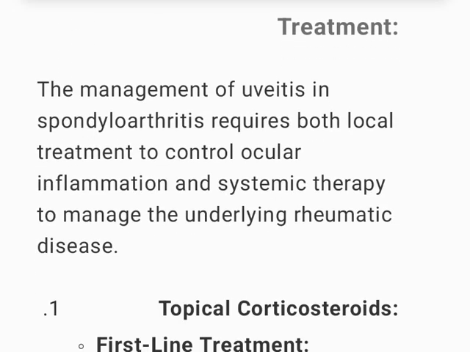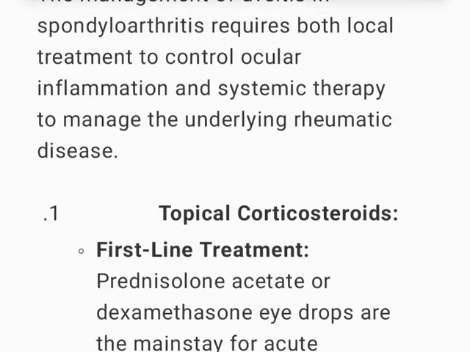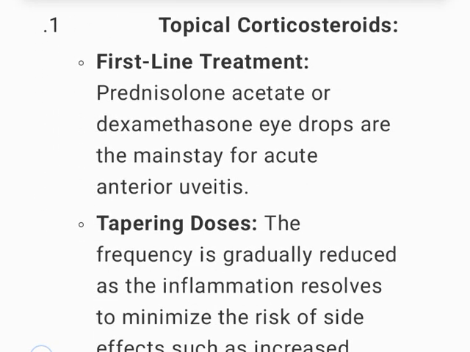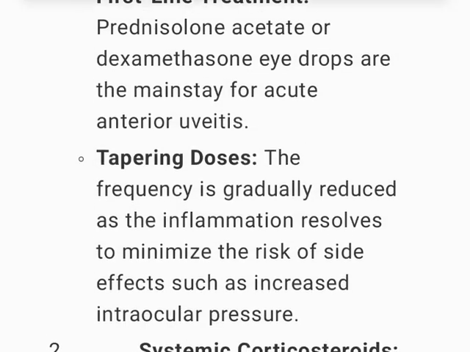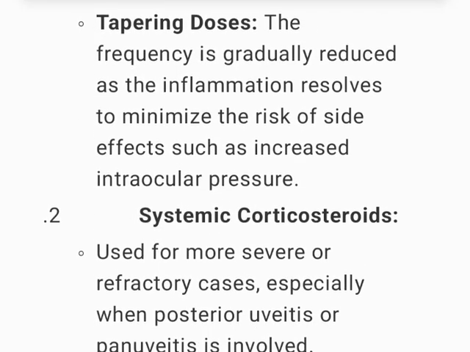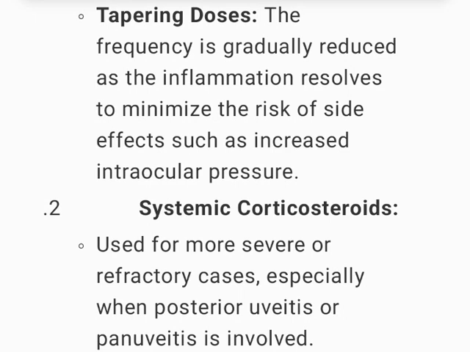Treatment. The management of uveitis in spondyloarthritis requires both local treatment to control ocular inflammation and systemic therapy to manage the underlying rheumatic disease. 1. Topical corticosteroids. First-line treatment. Prednisolone acetate or dexamethasone eye drops are the mainstay for acute anterior uveitis. Tapering doses. The frequency is gradually reduced as the inflammation resolves to minimize the risk of side effects, such as increased intraocular pressure.